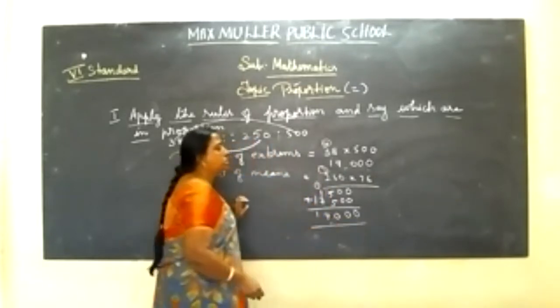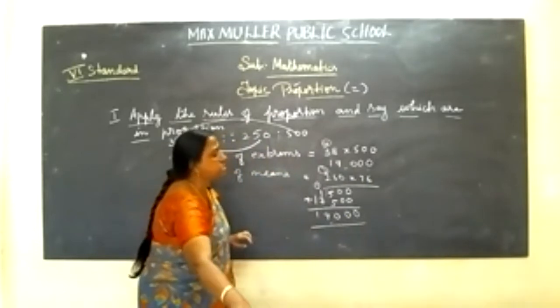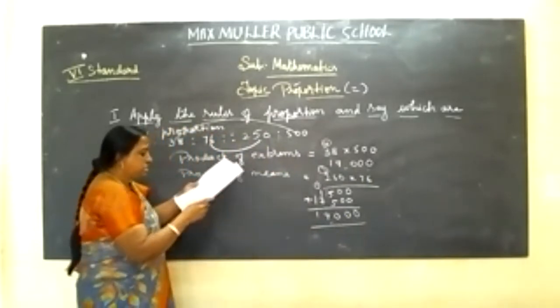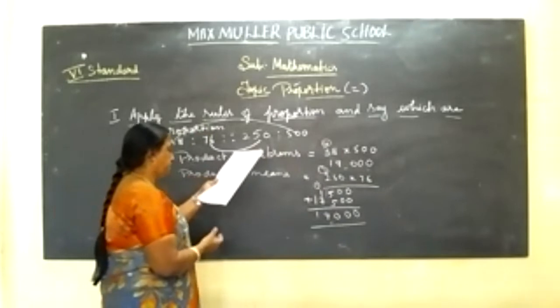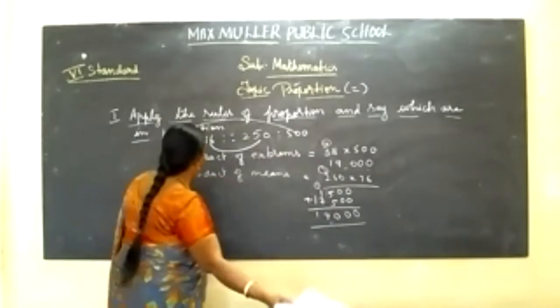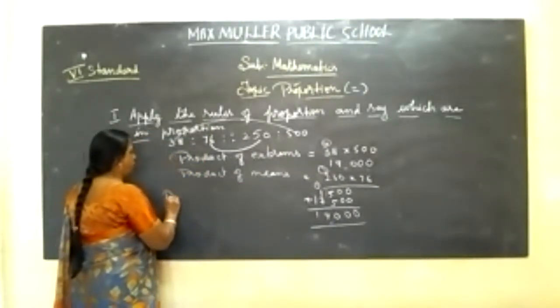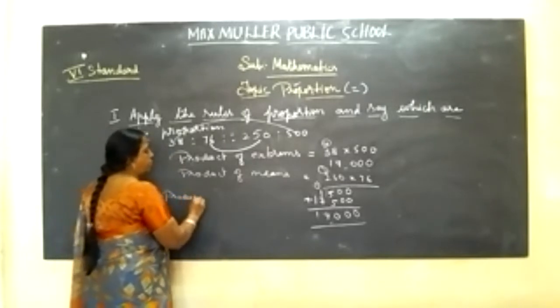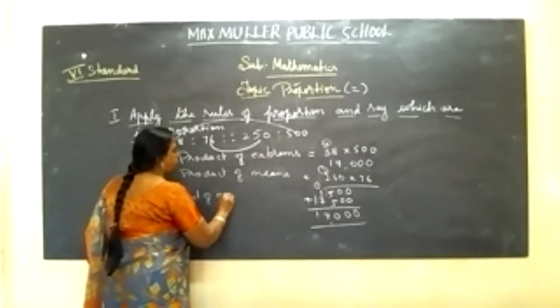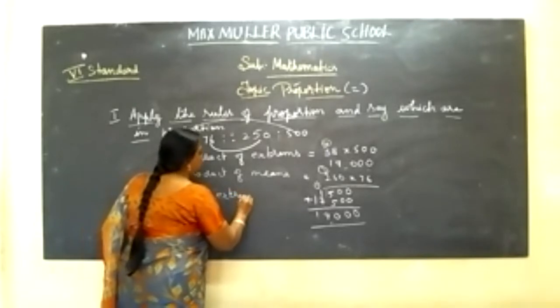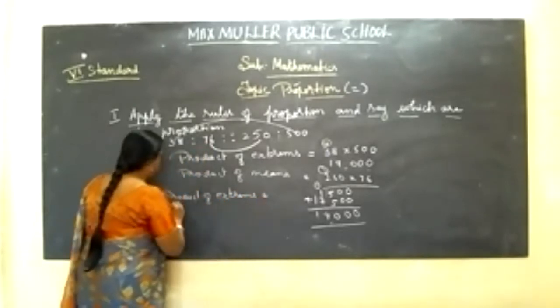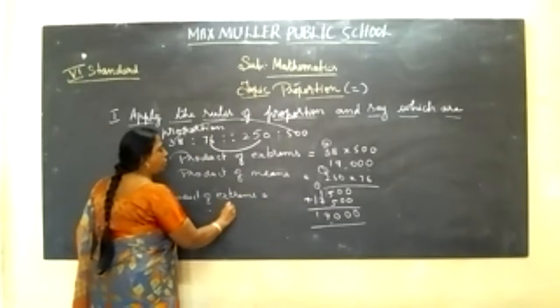Here also we got the same. Product of extremes is equal to product of means, since they are in proportion. Product of extremes equals product of means.